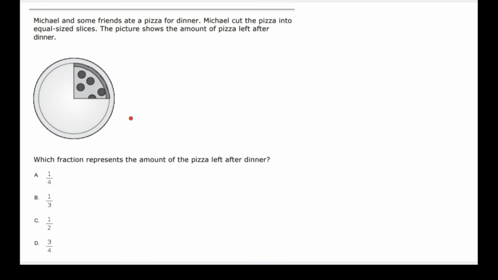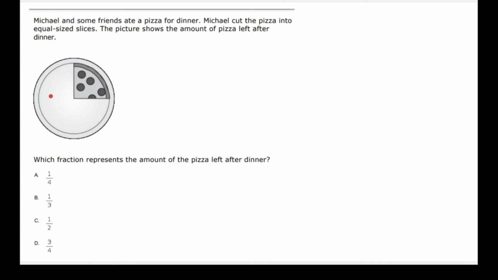After this example, you may be able to do the same with the rest of these shapes here. Now we have word problems. This is how a fraction question will appear on your test or on your EOG test. Now, Michael and some friends ate a pizza for dinner. Michael cut the pizza into equal sized slices. The picture shows the amount of pizza left after dinner.